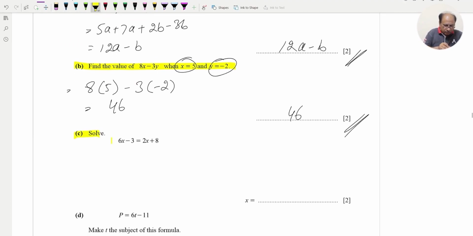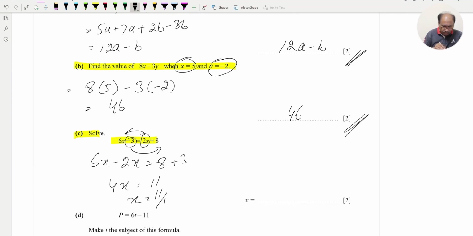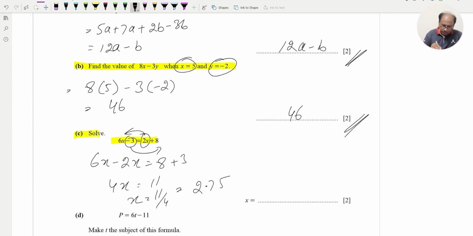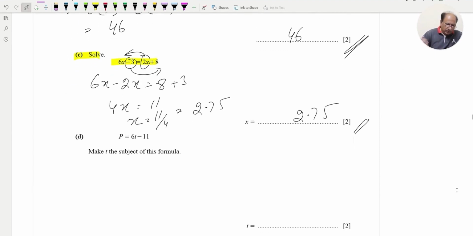Now C part says solve this algebraic equation. We will send this 2x to the other side, so it will be 6x minus 2x is equal to minus 3. We send the other term to the other side, so 8 plus 3, so 4x is equal to 11, so x is equal to 11 by 4, and 11 by 4 in decimal format we can write as 2.75. So 2.75 will be our final answer for the 2 mark question.